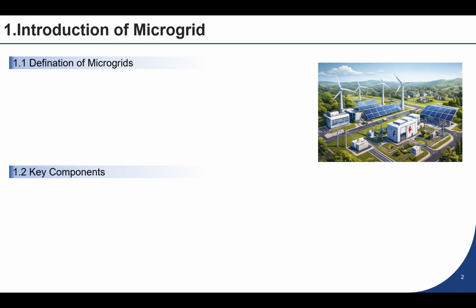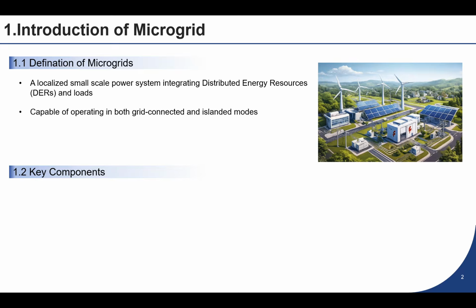Let's begin with the concept of microgrids. A microgrid is essentially a localized, small-scale power system that integrates distributed energy resources together with different types of nodes. Unlike traditional power systems, a microgrid is capable of operating in both grid-connected mode and islanded mode. To maintain stable operation under these different conditions, a microgrid relies on advanced energy management systems and local control of its distributed resources. The EMS coordinates forecasting, scheduling, optimization, and control to ensure the power system's stability, reliability, and flexibility.